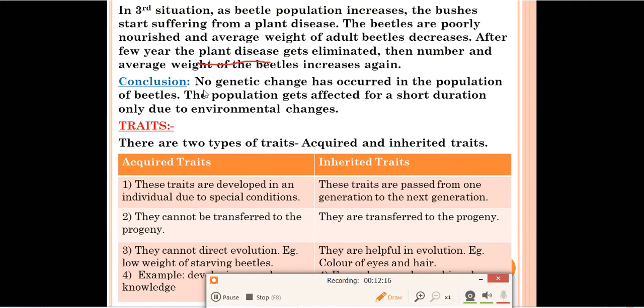So what conclusion can we draw from this? No genetic change has occurred in the population of beetles. The population gets affected for a short duration only due to environmental change. In this case, natural selection is not there, neither genetic drift nor genetic change is there.